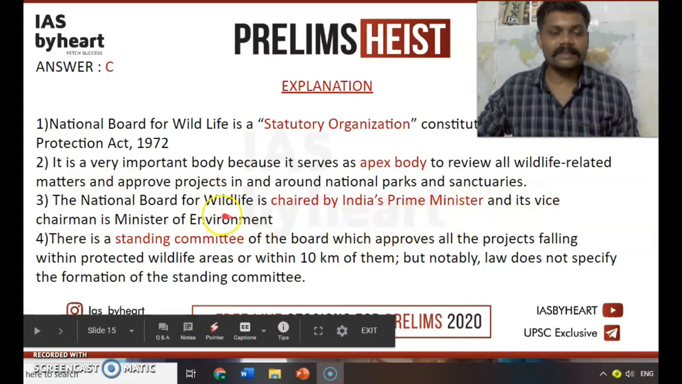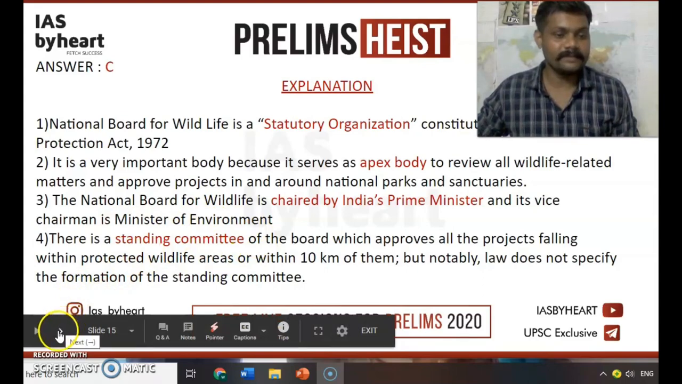There is one committee called the Standing Committee, which approves all the projects falling within these protected wildlife areas. Moreover, the formation of the standing committee is not specified in any law. So that's the only problem in this NBWL.